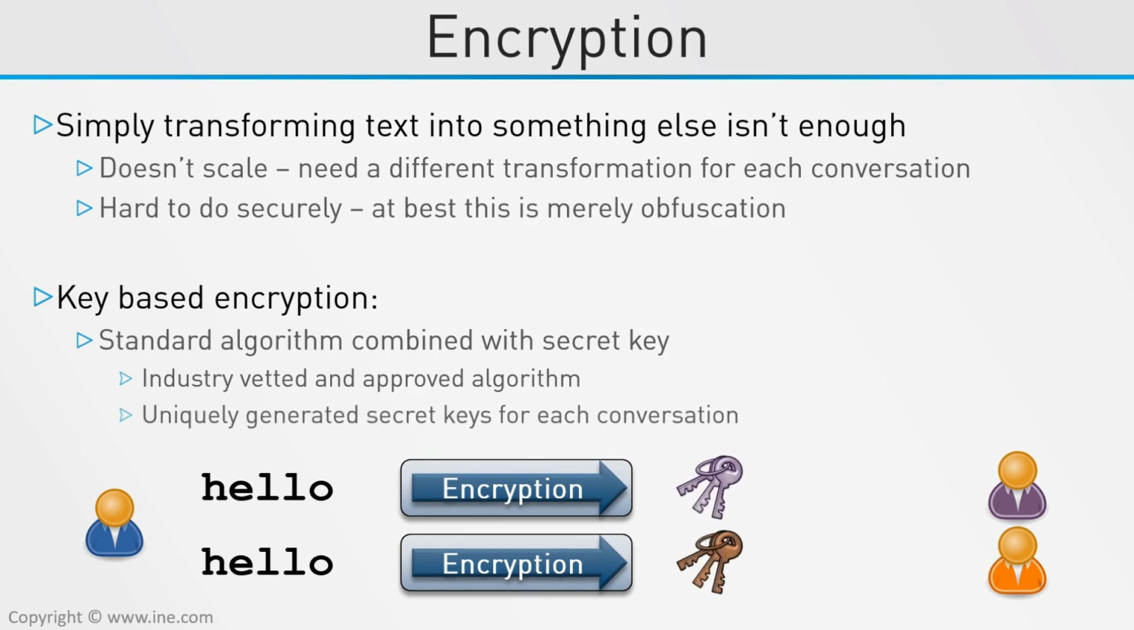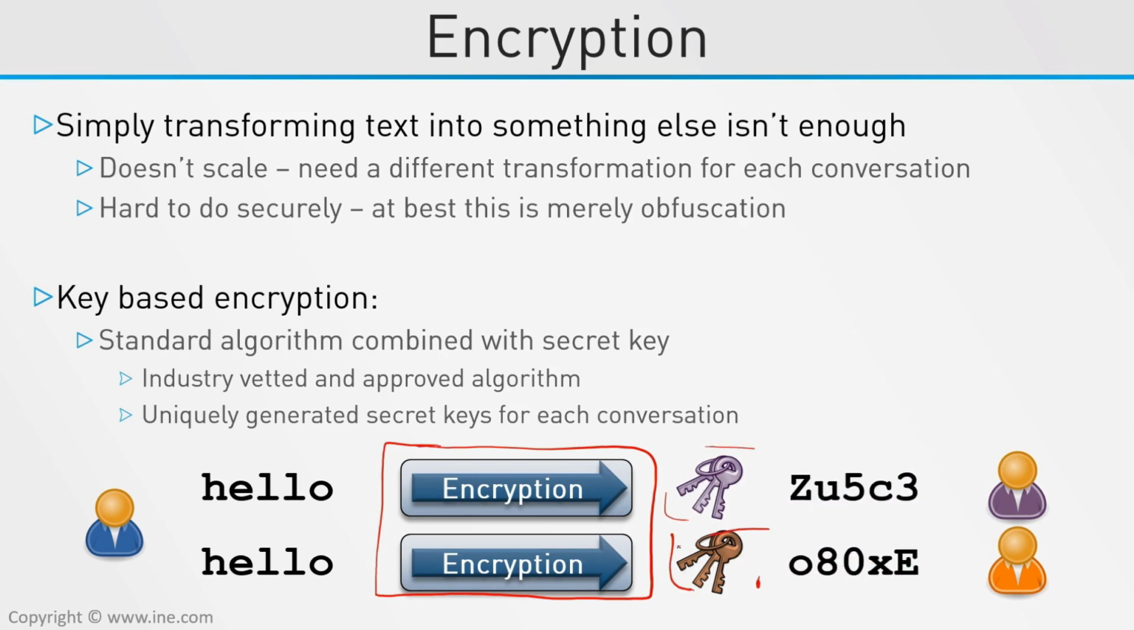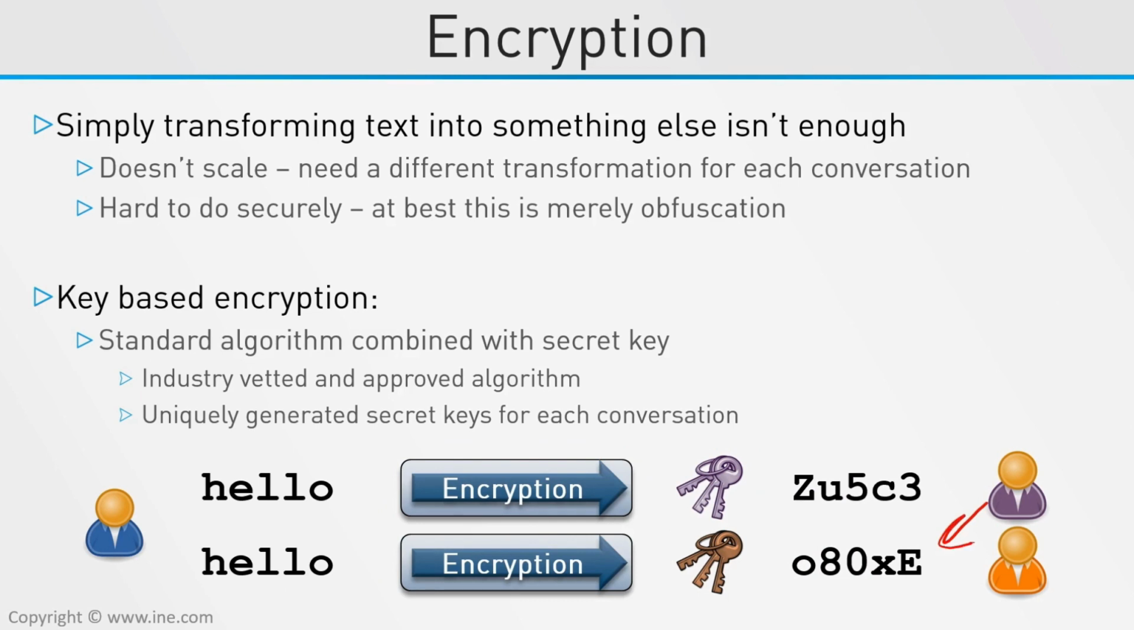Then the blue user just needs to generate a unique set of keys for every single conversation they're going to have. This industry-approved algorithm, combined with 2 different keys, is going to create 2 different ciphertexts, which means the purple user won't be able to have any insight into the ciphertext sent to the orange user, and the orange user won't have any insight into the ciphertext sent to the purple user. The only way to decrypt this ciphertext back into this plaintext would be to use this set of keys. As long as the blue and the purple user have done a good job protecting these keys, anything encrypted with this key will have confidentiality assured.